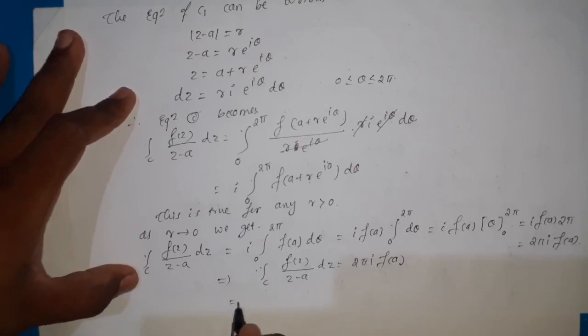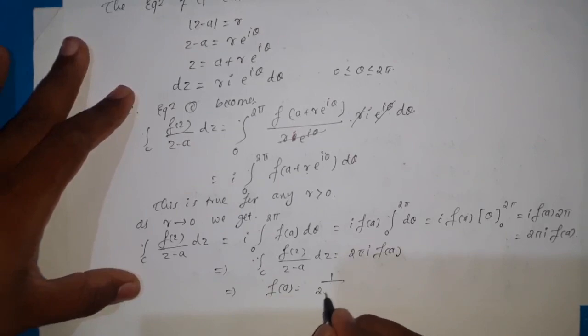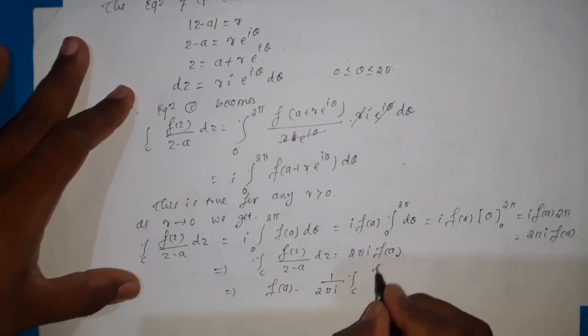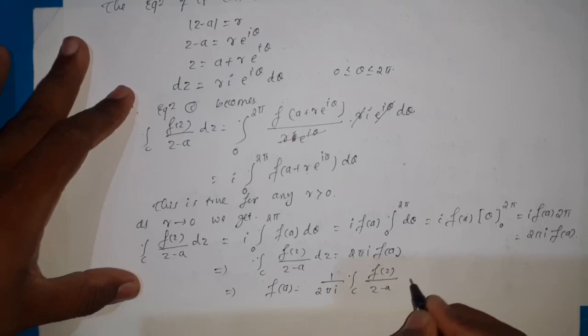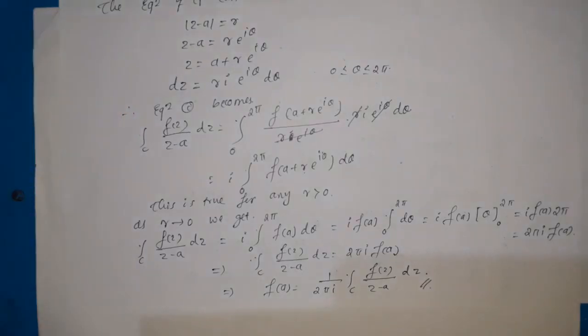So from this equation we can write f of a is equal to 1 divided by 2 pi i integration over C of f of z divided by z minus a into dz. So this is the Cauchy's integral formula. It is also important for 5 marks: the Cauchy's theorem, Cauchy's integral theorem. Then one more is there, Cauchy's integral formula for derivatives and generalized Cauchy's integral formula for derivatives. There are 4 theorems, means 4 theoretical proofs are there.